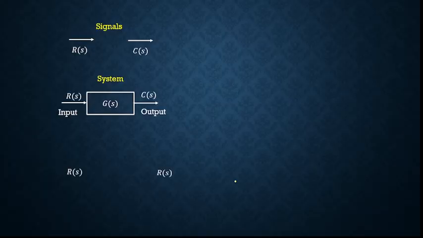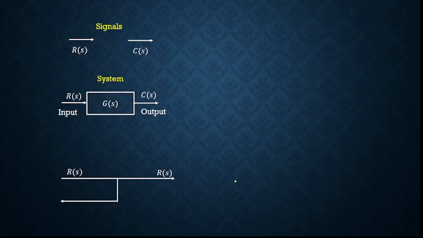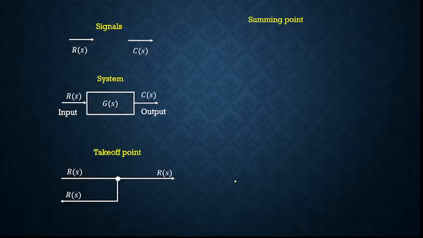Third, if you are having R of S, which is given to one system, the same R of S you can give back as an input to the system again. So this you can call as good as a feedback. So this is R of S. This point is called the takeoff point. You are taking the input again to another point, that is a takeoff point.